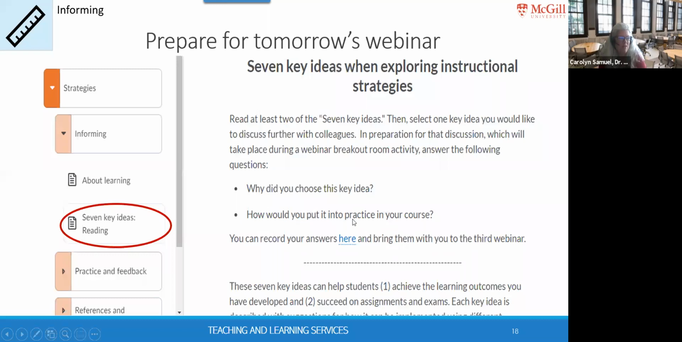So your thoughts about these questions. So we've got the reading circled right here. So you'll find all of that in myCourses. And we hope you'll be able to have the time to do that in preparation for tomorrow.